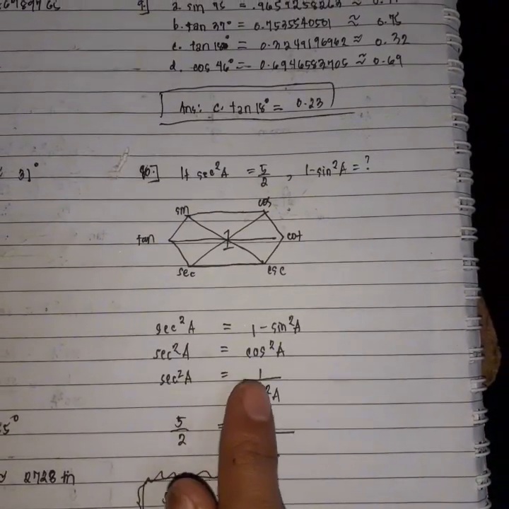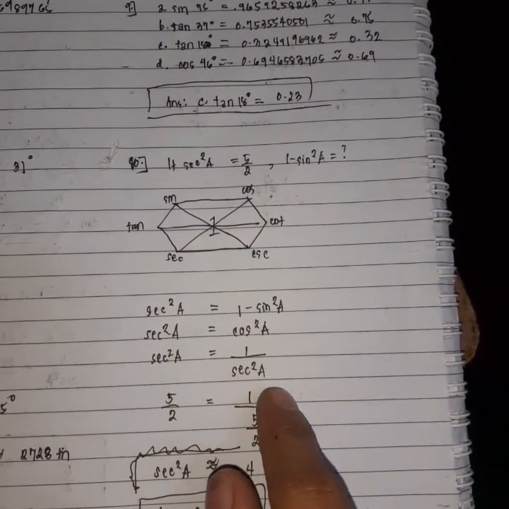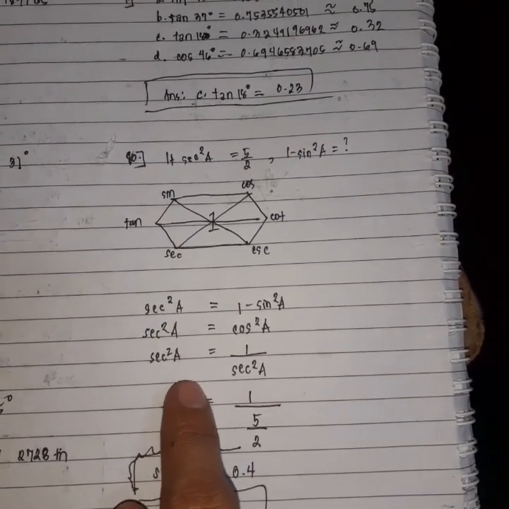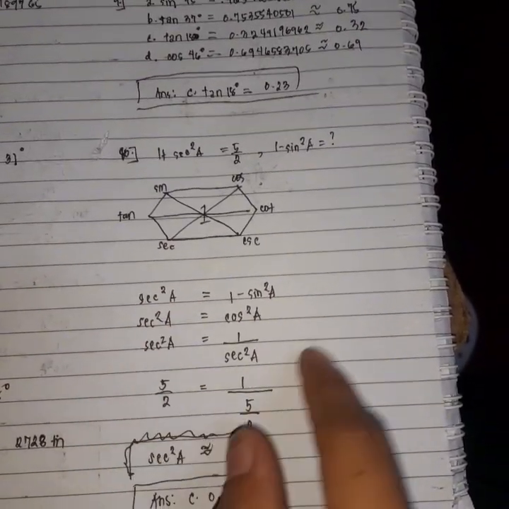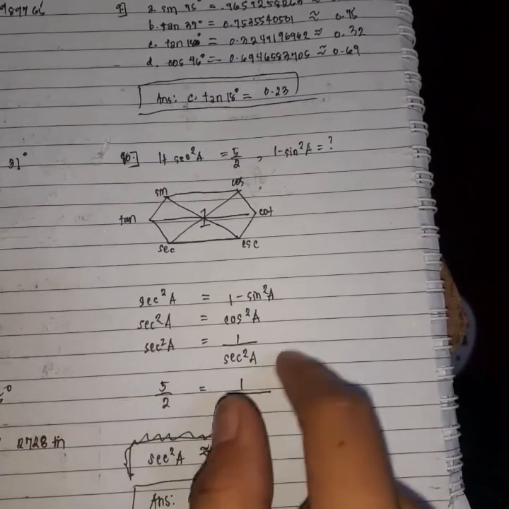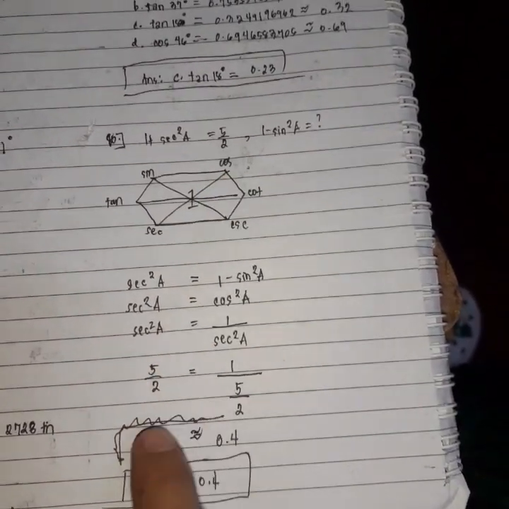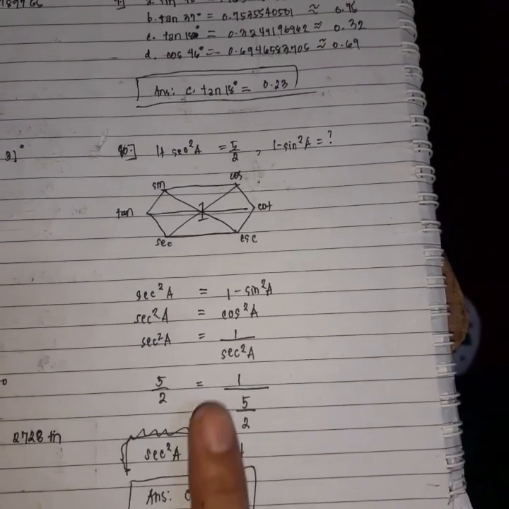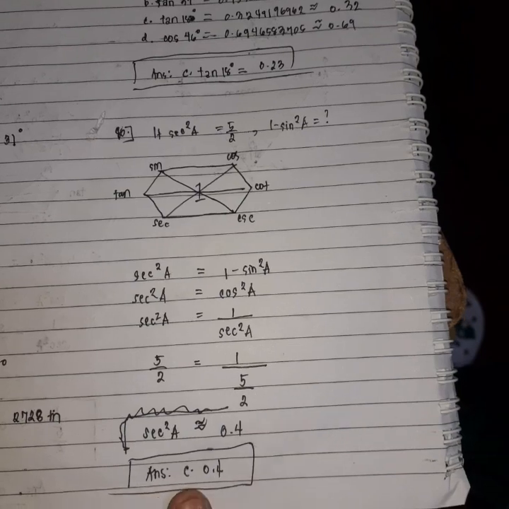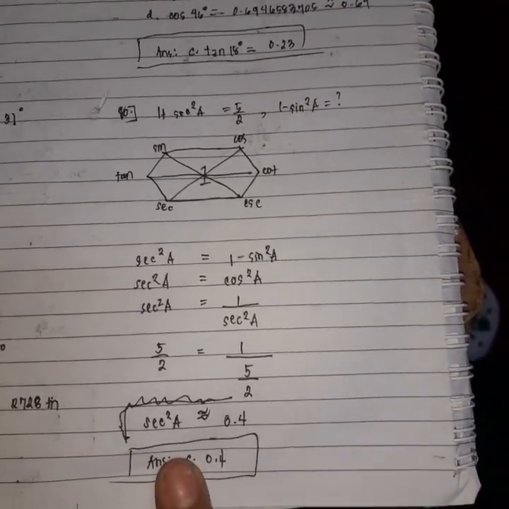Now secant squared A is the reciprocal of cos squared A. And also cos squared A is equivalent to 1 over the secant squared A, right? Now, after that, this is the same identity. We can substitute the value of secant squared A, which is 5 halves, in the other equation, on the other side. So 1 over 5 halves, if we calculate that in the calculator, is equivalent to 0.4, which is letter C, our answer. Now let's proceed to number 11.